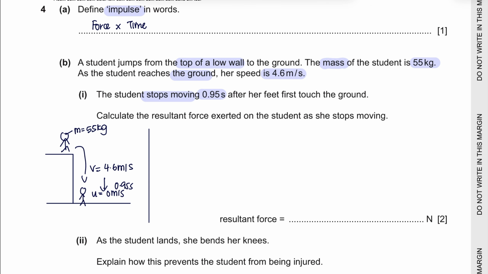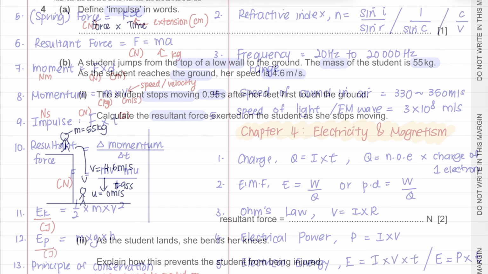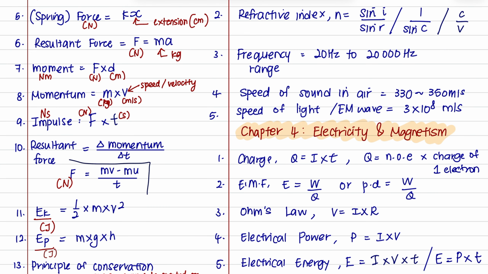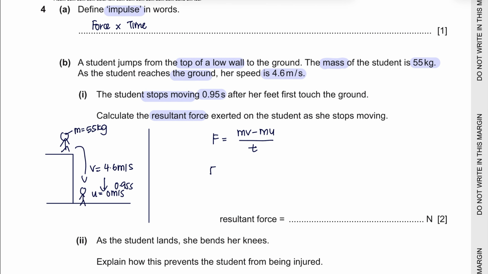Alright, we are asked to calculate the resultant force exerted on the student as she stops moving. The formula to calculate resultant force is the change of momentum over time. So let's substitute all the values that we have, giving you 266 newtons. In two significant figures, that would be 270. The unit for force, newtons, has been given to you.